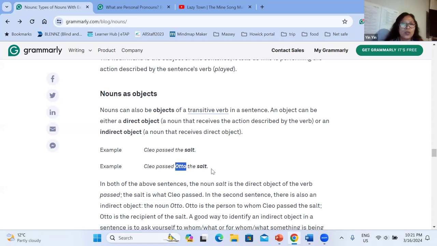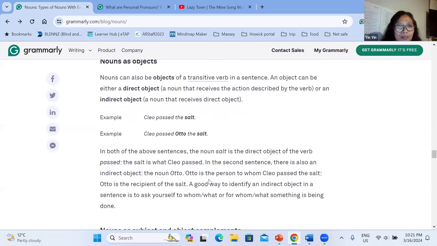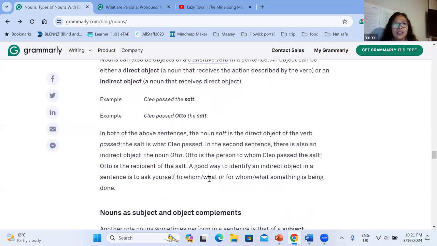Cleo passed auto the salt. In both of the above sentences, the noun salt is the direct object of the verb pass. The verb needs a direct object. Verb name at this sign and now indirect object illumination.